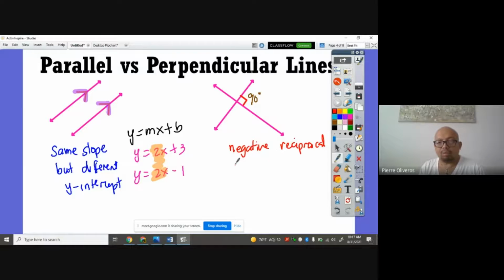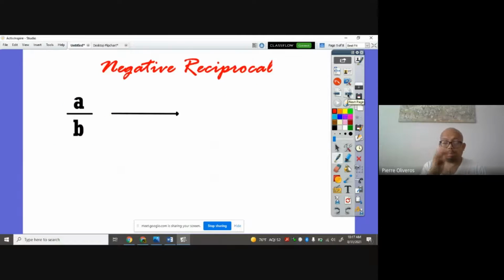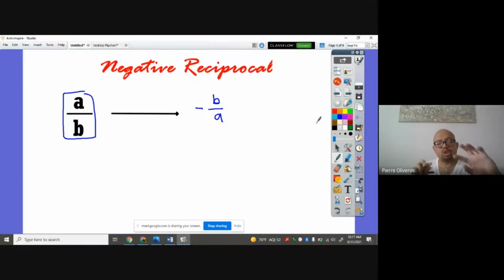What do I mean by that one? For example, let's say the slope is a over b. The negative reciprocal of a over b is b over a, but if this is positive, this has to be negative. In other words, you swap the numerator and the denominator's position. The numerator becomes the denominator, the denominator becomes the numerator, and then flip their sign.